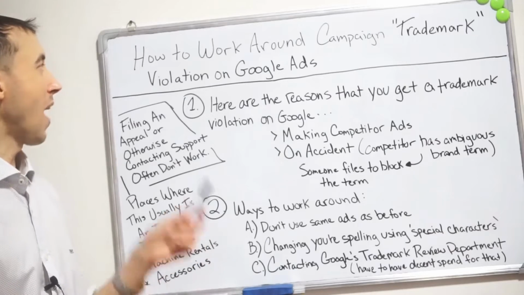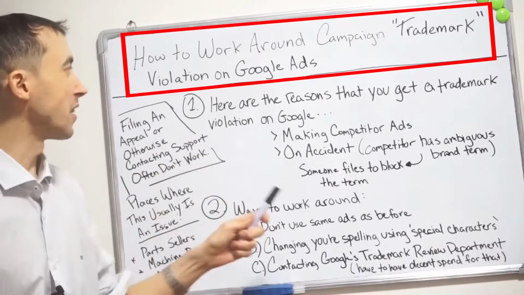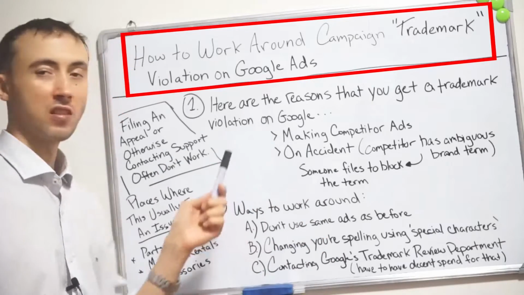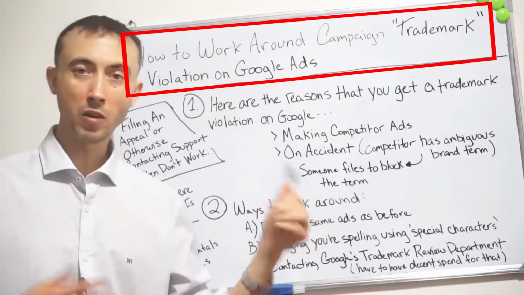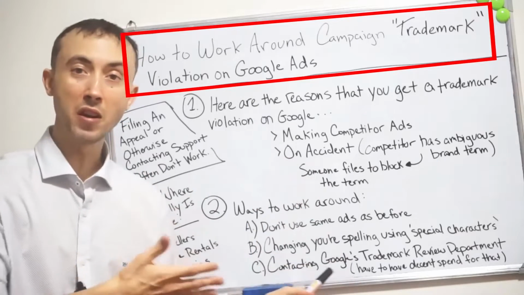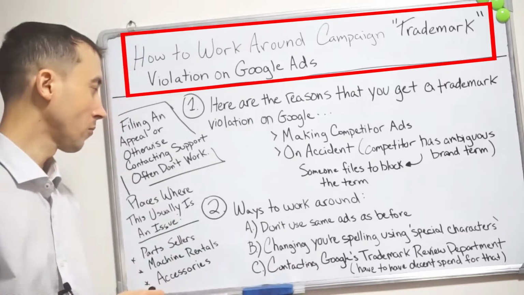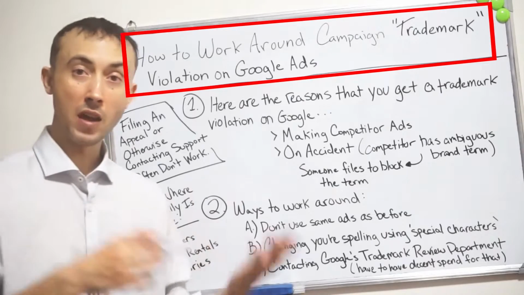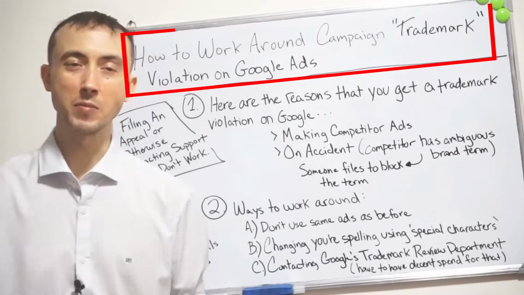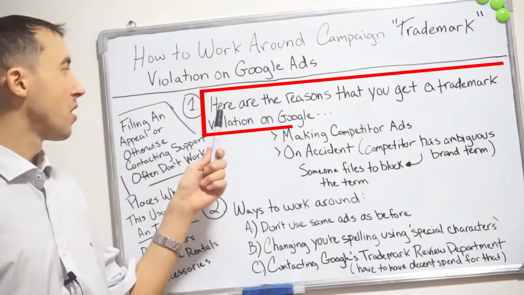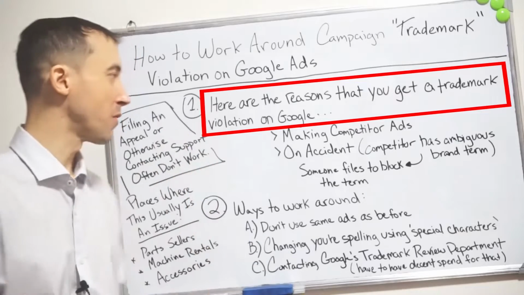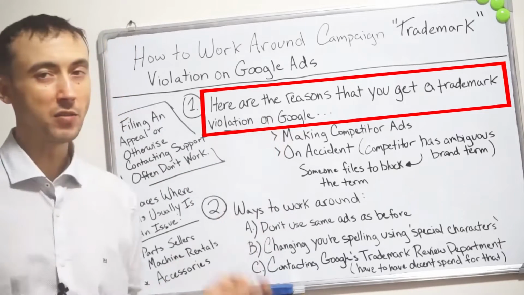Okay, here. So, how to work around campaign trademark violations on Google Ads. As usual in my videos, I have a short list of things to cover, things to do and not do, how to work around the issues, how to make as much money as you can with having a trademark issue, and how to go from where you're at now to resolution of the issue as quickly and as efficiently as possible. So anyway, the first thing on my list are the reasons why you get an actual trademark violation on Google in the first place, right?